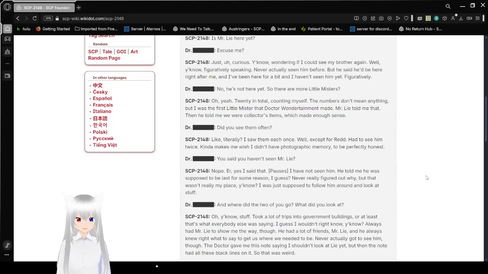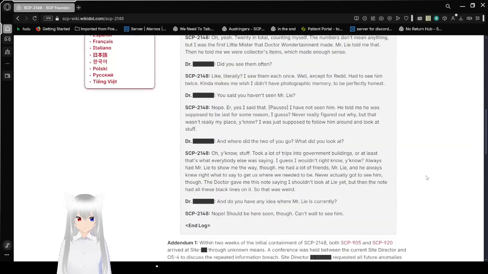Numbers don't mean anything. But I was the first Little Mister that Dr. Wondertainment made. Mr. Light told me that, then he told me we were collector's items, which made enough sense. Did you see them often? Like literally? I saw them each once. Well, except for Red. I had to see him twice. It makes me wish I didn't have photographic memory, to be perfectly honest. You said you haven't seen Mr. Lai? No. Yes, I said that. I have not seen him. He told me he was supposed to be last for some reason, I guess. Never really figured out why, but that wasn't really my place, you know? I was just supposed to follow him around and look at stuff.